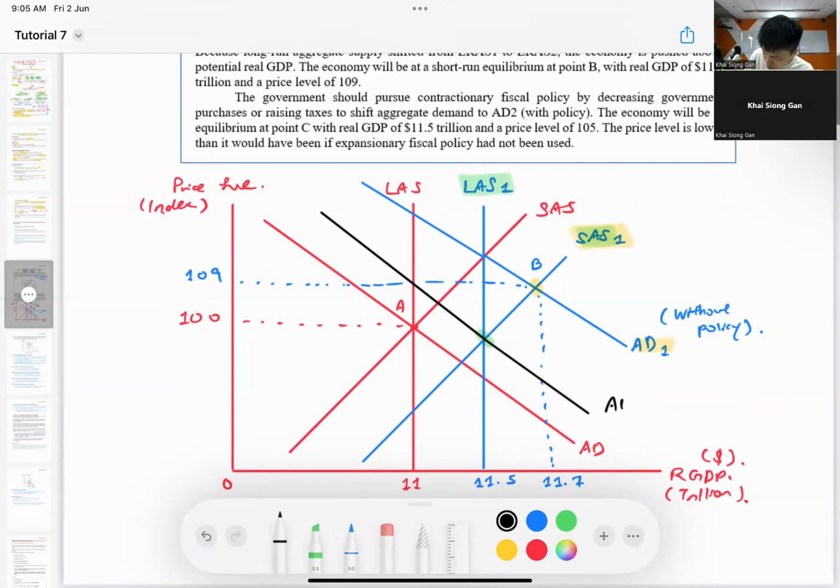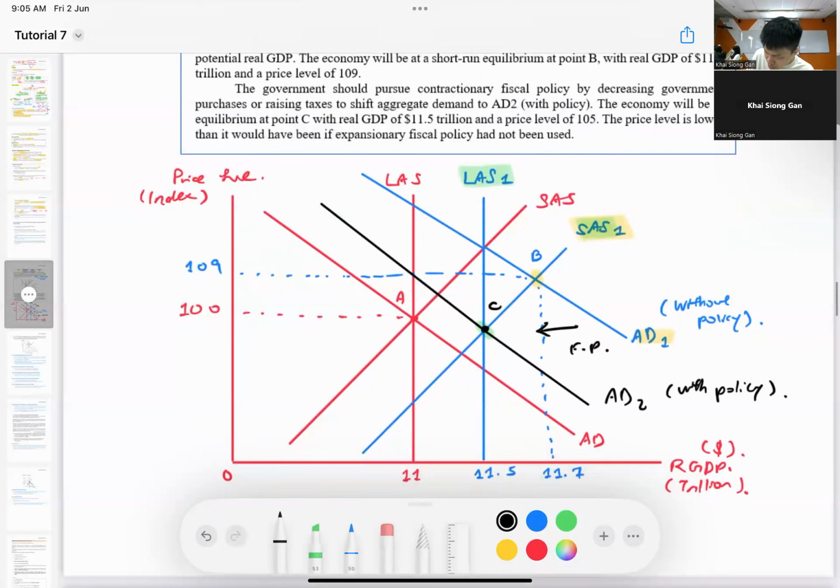Okay, so AD true. So it shifts. This is with policy. Okay, so therefore at the end, this is my point, point C here. Okay, so therefore what shifts this aggregate demand curve? Fiscal policy. So at the end, it goes back to full employment.